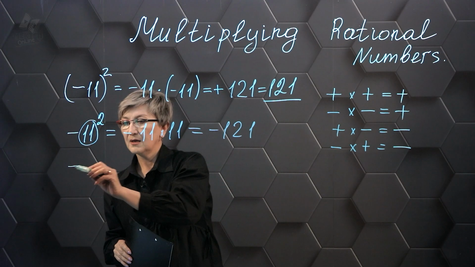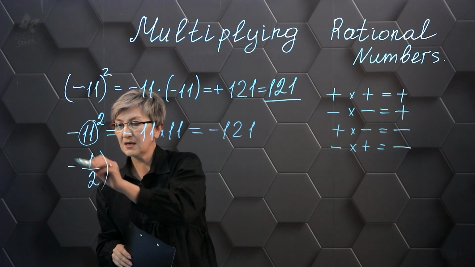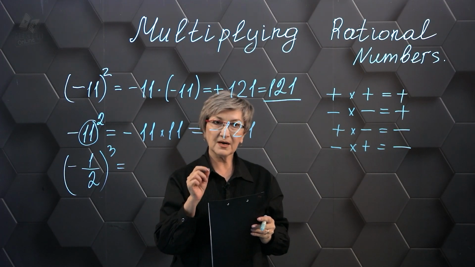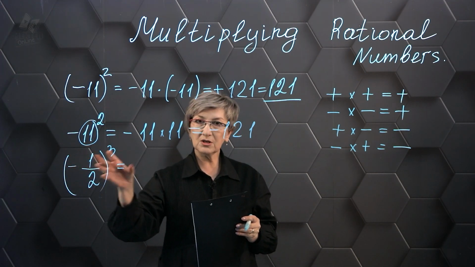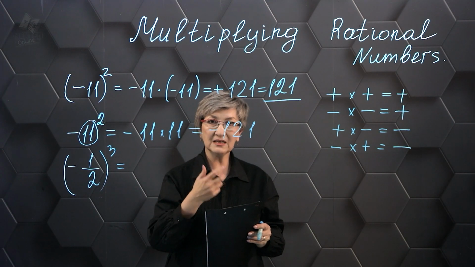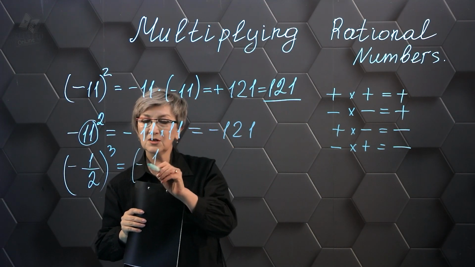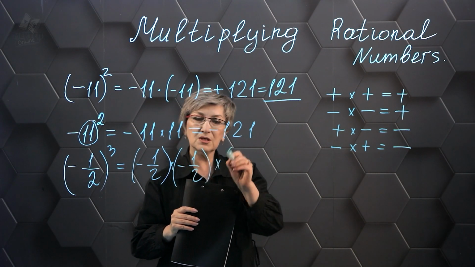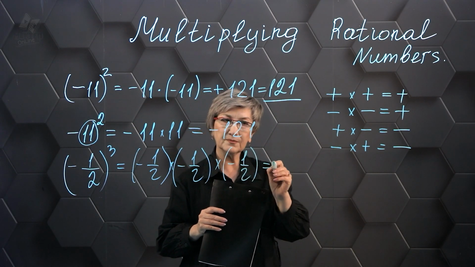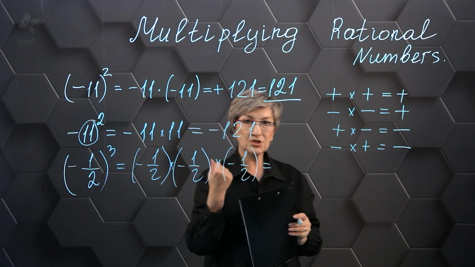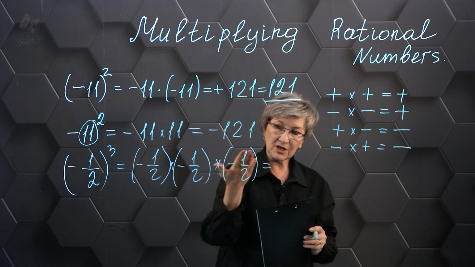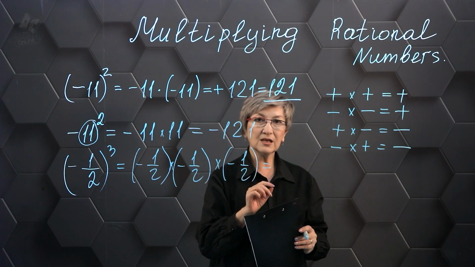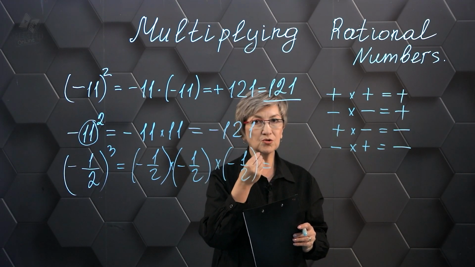Next example. Minus 1/2 to the third power. The exponent 3 shows that I need to multiply this number by itself 3 times. Let's multiply. Minus 1 second times minus 1 second times minus 1 second equals. By the rules of multiplying fractions, I will multiply the numerator with the numerator and the denominator with the denominator. But first I will find out if the result is positive or negative.